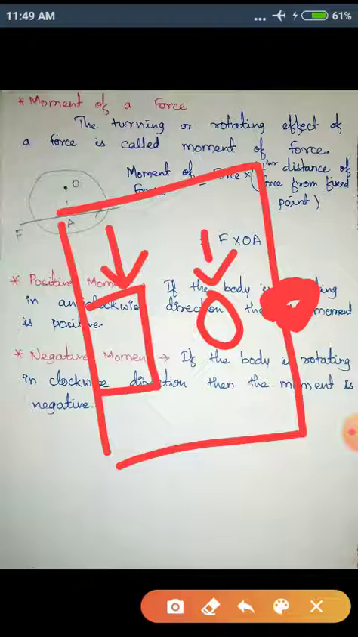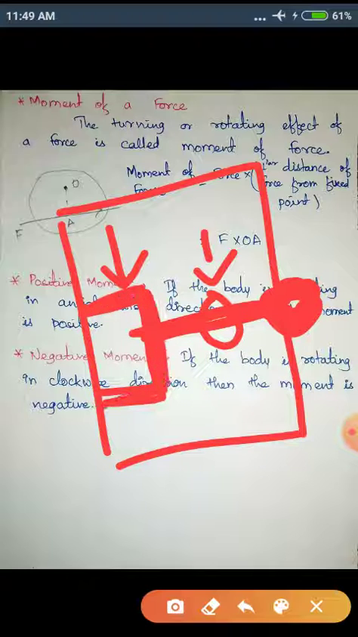Therefore, moment is easy if this distance increases. If the distance between the force and the fixed point increases, then the moment also increases. So if we are applying force at this point, the turning effect of the door is more. But if we are applying force at this point, then what happens? Turning will not be easy.